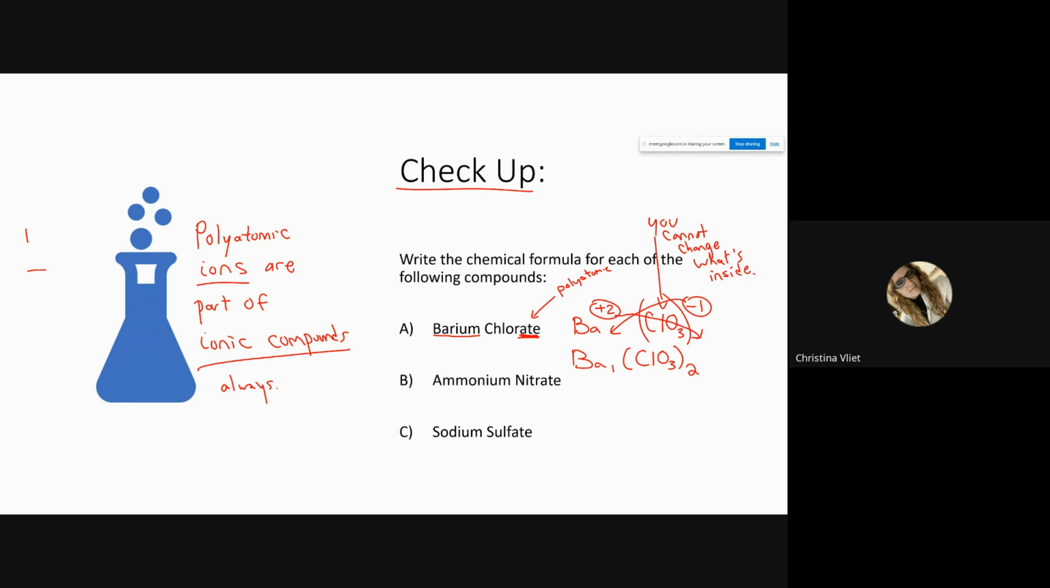So if there's more than one of the polyatomic ion, you must use parentheses around the polyatomic ion and then put the number of how many you have outside of the parentheses.